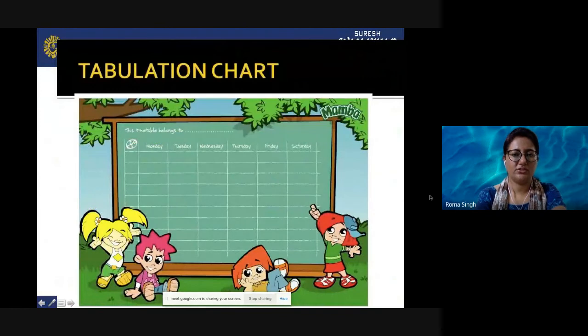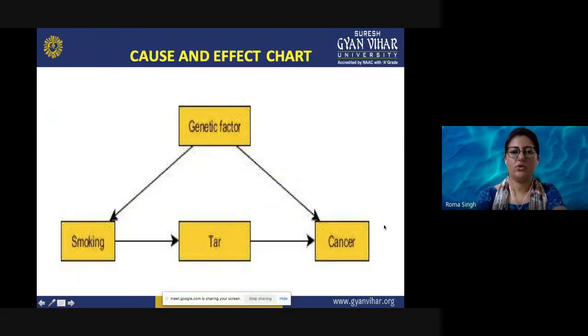This is the tabulation chart, where you make a comparison in the form of a table. You can prepare a chart. These are the cause and effect charts. Genetic factor leads to smoking. Smoking leads to tar, the formation of tar. Tar leads to cancer. So these are the cause and effect charts.